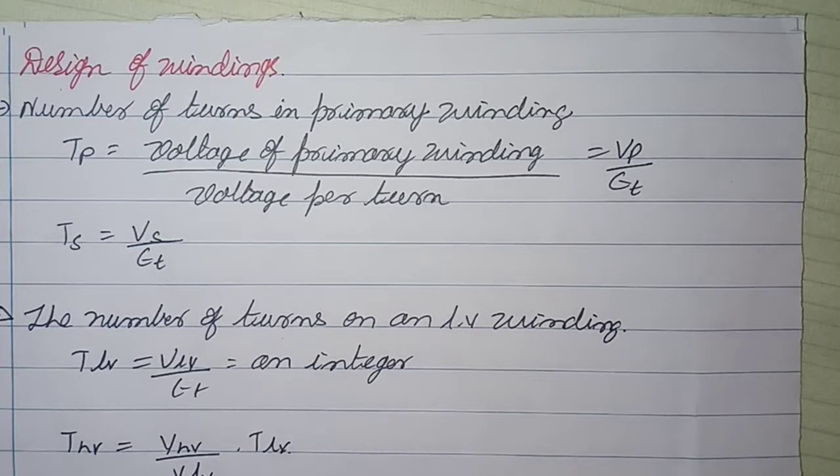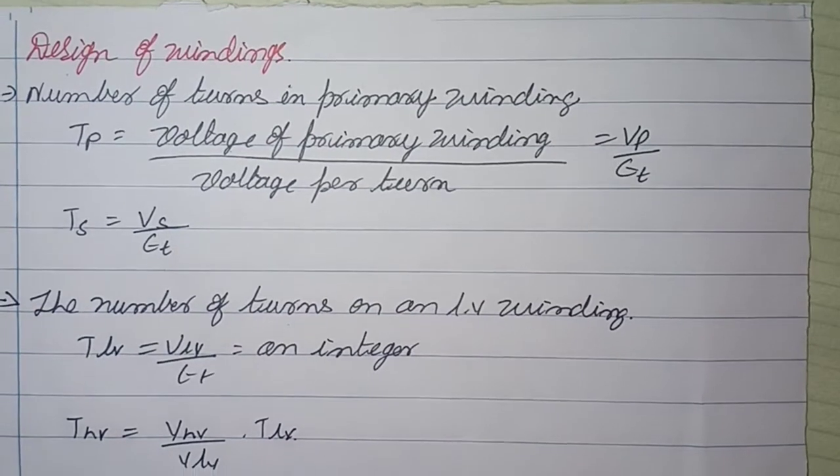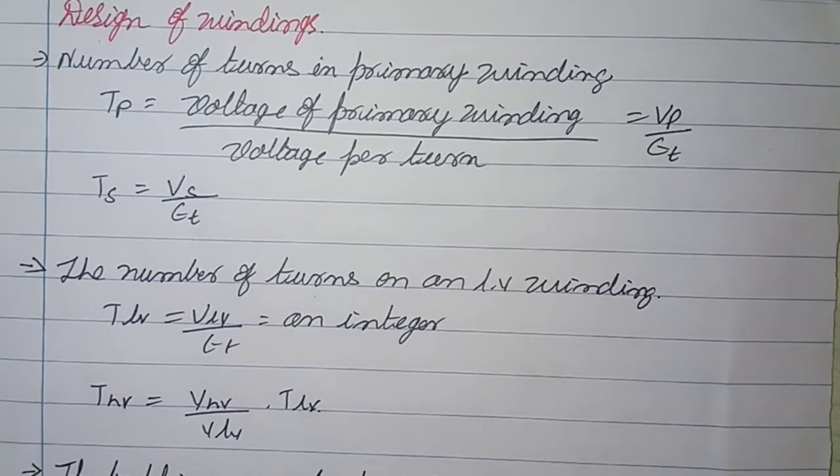First, you have the number of turns, which is very important. For the primary winding, if we denote the number of turns in the primary as TP, then it will be the voltage of the primary winding, VP, divided by the voltage per turn, ET. So we get VP by ET, and that gives us the turns.